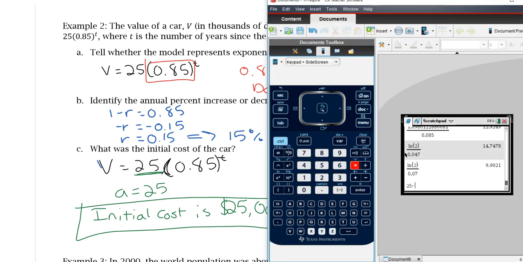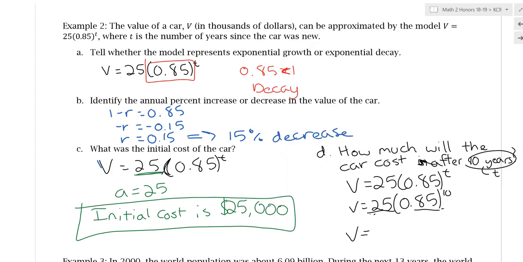So I have 25 times 0.85, and let's write it exactly like it is, 0.85 to the 10th. We get 4.92186. Again, this is in thousands of dollars. So really it's going to be 4,921. Let's round it to the nearest dollar, $4,922. Okay, so in 10 years, that's going to be the value of your truck. Or car. This isn't a truck.